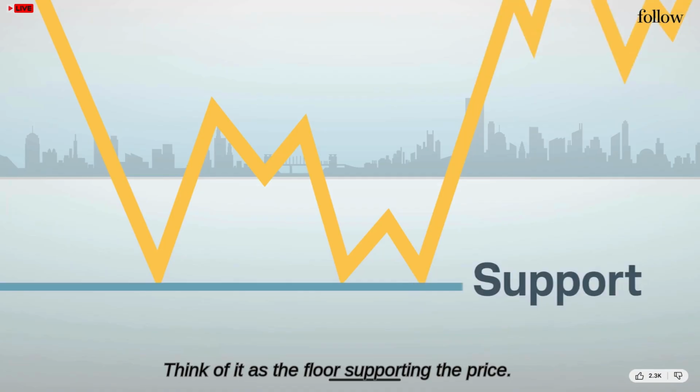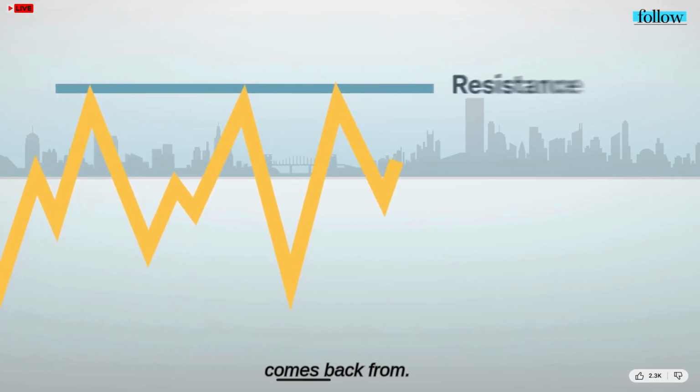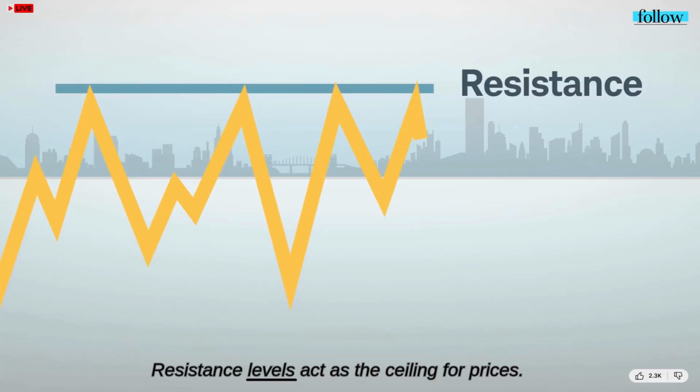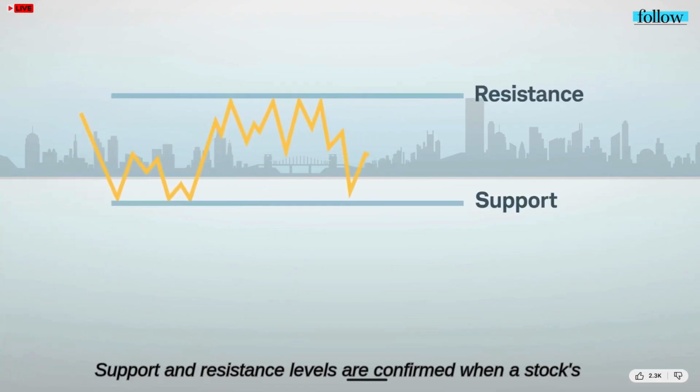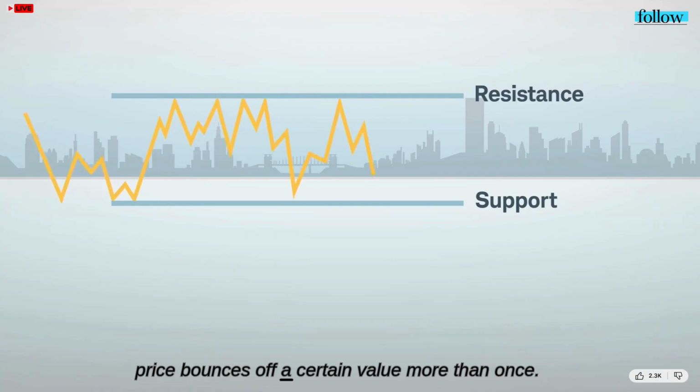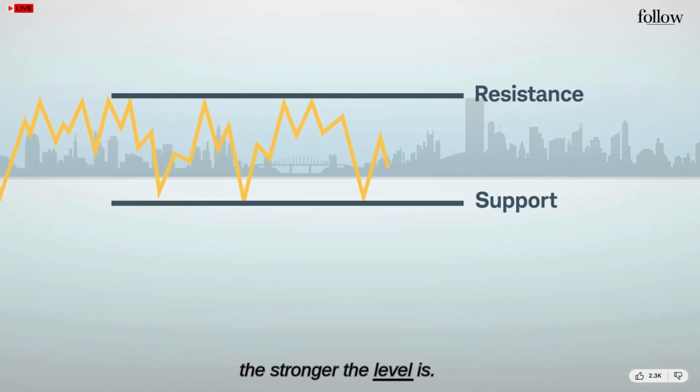Think of it as the floor supporting the price. And resistance is the level a stock hits and comes back from. Resistance levels act as the ceiling for prices. Support and resistance levels are confirmed when a stock's price bounces off a certain value more than once. The more times this happens, the stronger the level is.